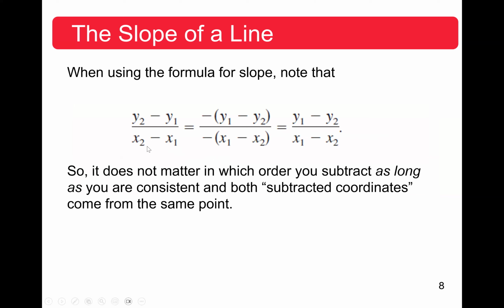So that's the formula again. It's the same as previously: y2 minus y1 over x2 minus x1. It's the same as saying y1 minus y2 over x1 minus x2. But we cannot say y1 minus y2 divided by x2 minus x1. The order for y and x must be the same.